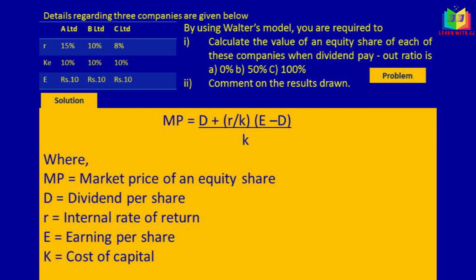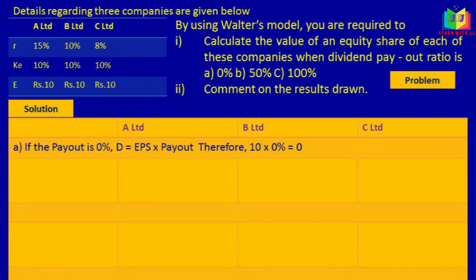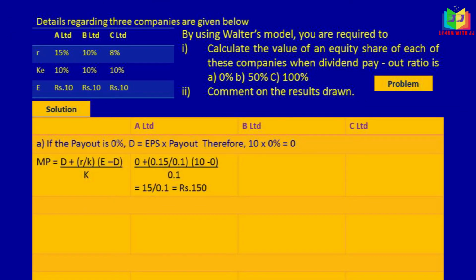First we have to calculate the market price for 0% payout. When the payout is 0%, D is equal to EPS into payout. EPS here is 10 for all the three firms, so 10 into 0% is 0. So for 0% payout, dividend D is 0. We can start doing the problem.